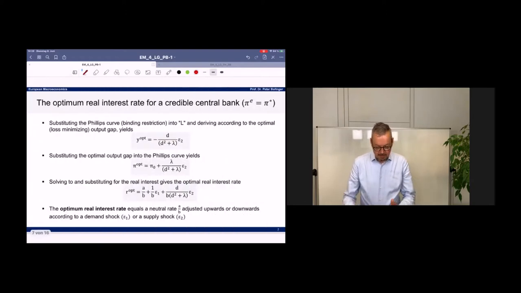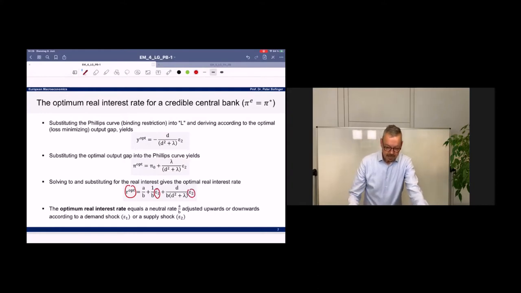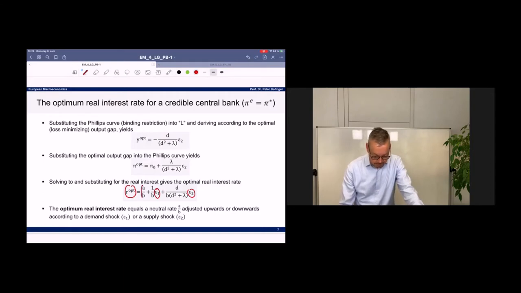And I think we don't discuss the mathematics here now. I think we did that already yesterday. The important thing is that in this model, you get a kind of optimal real interest rate, which the central bank should try to target. And you can see this optimal real interest rate depends on the shocks. If you have the demand shock and the supply shock, we have a kind of neutral interest rate, A divided by B. So if the two shock terms are zero, then you have this neutral interest rate. And of course, this optimal interest rate depends also on lambda, on the importance of the output gap stabilization in the loss function of the central bank.